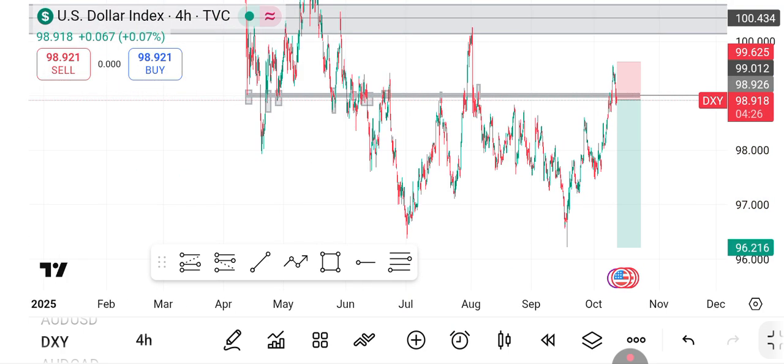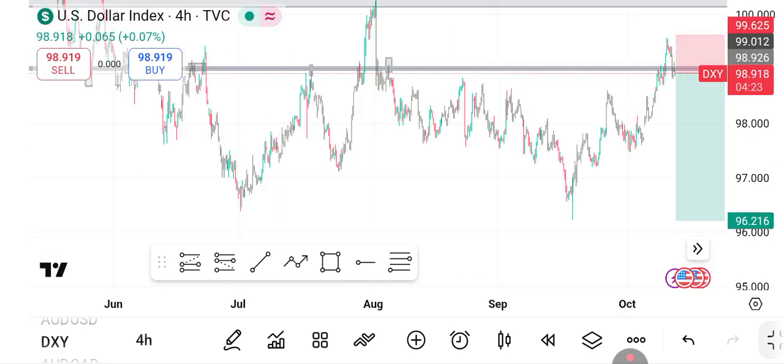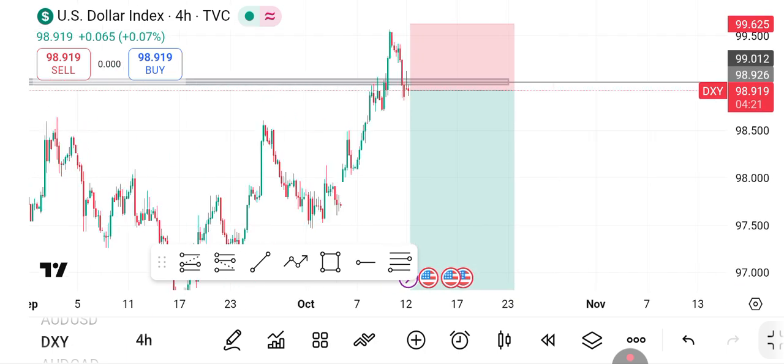So should the price respect the setup, that will be dope, dope, dope. But should the price not respect the setup, we will wait for better opportunities.